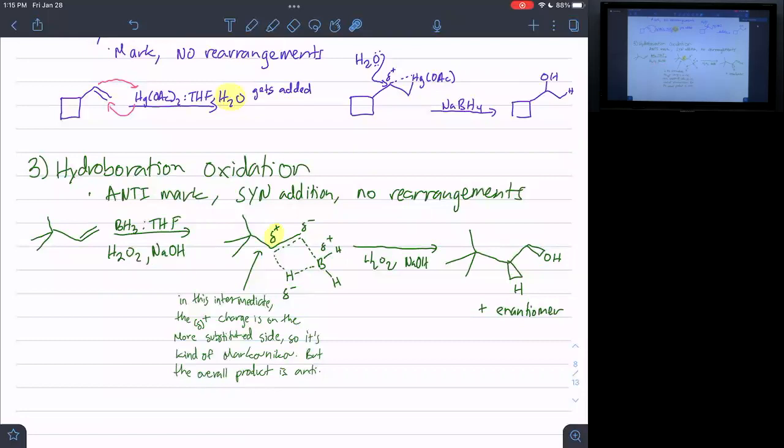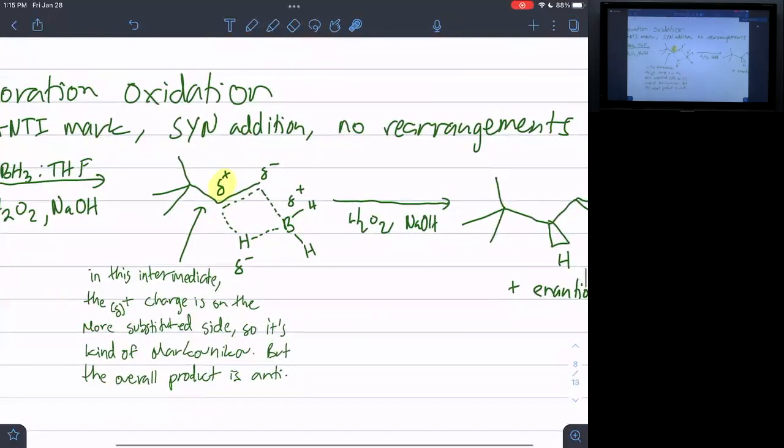So in step one, with the BH3 and THF, you are going to get this transition state. What happens is the boron and the hydrogen and the alkene all attack at once, so you get a giant square of partial bonds. And the thing that Roche really loves is you have this delta positive on the more substituted side. So when you have this transition state, the least substituted side is going to get the delta negative, and the more substituted one gets the delta positive.